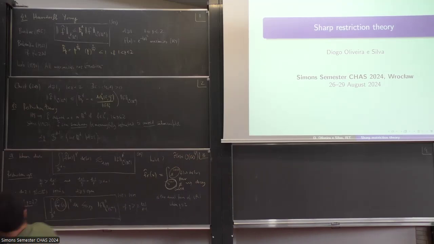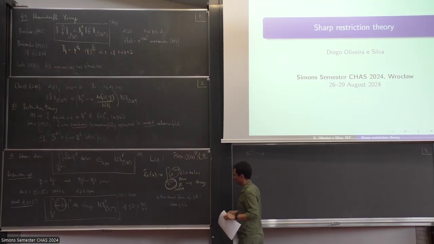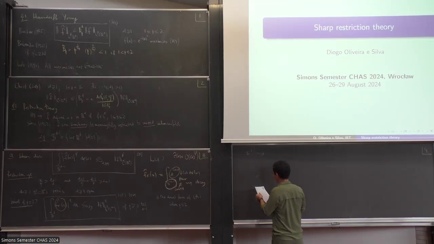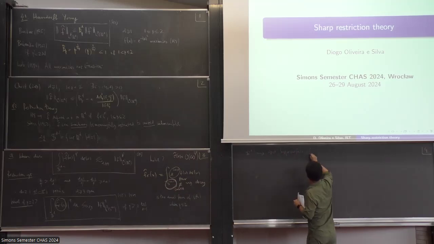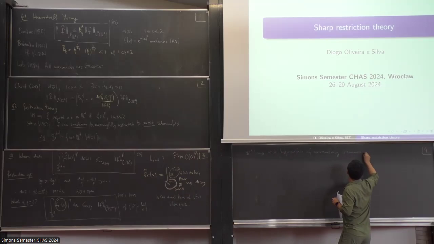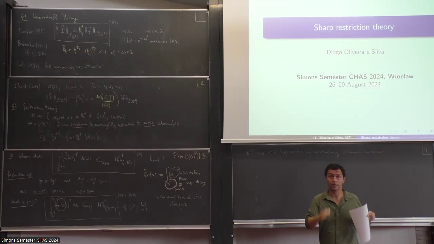Right, a few more comments about Stein-Tomas. So far I've been talking about the sphere, but as I said, what's really important about the sphere is that it's curved. So if you replace the sphere by any compact hypersurface of non-vanishing Gaussian curvature, you'll get a similar result.